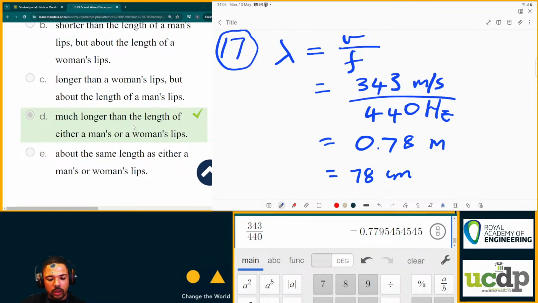Let's continue with question number 18. Let's do question 18.